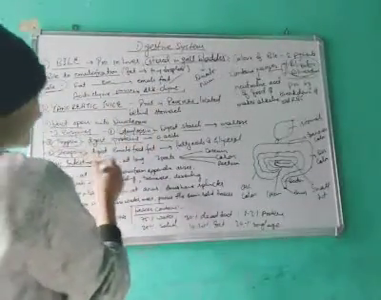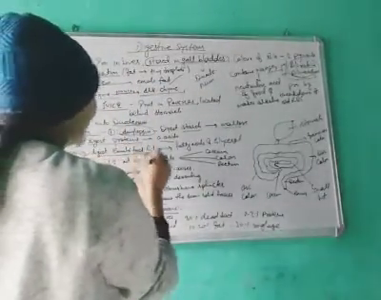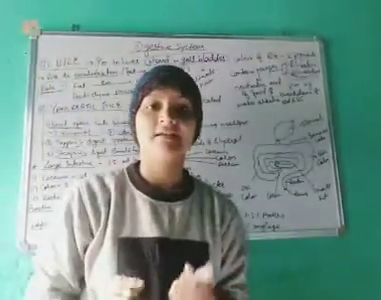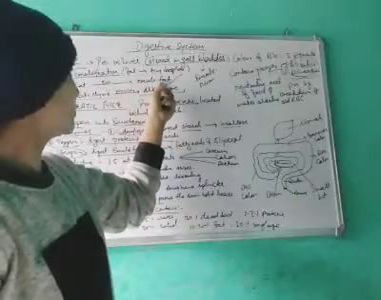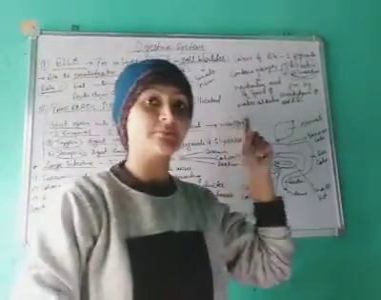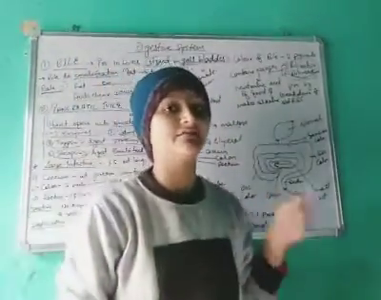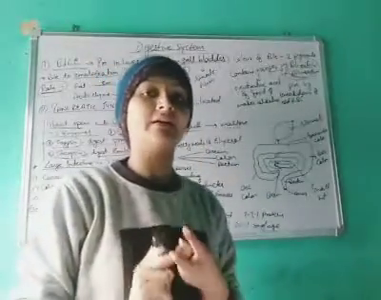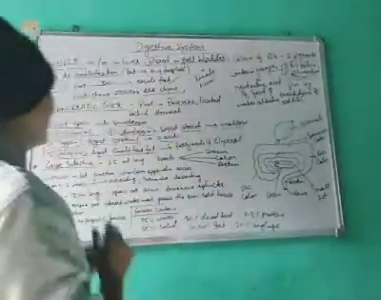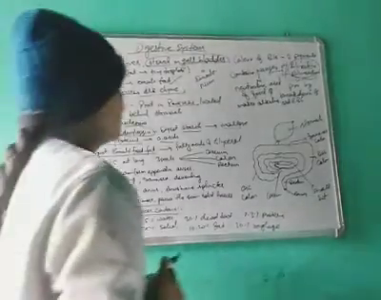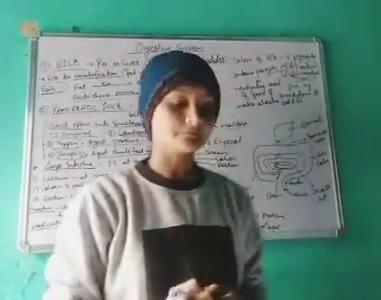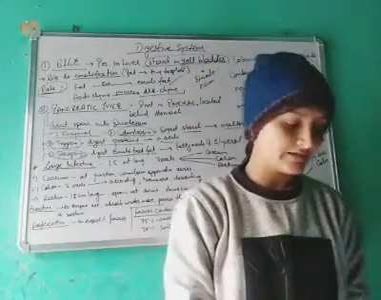Next there is steapsin. Steapsin digests the emulsified fat, where the fat was converted into emulsified fat by the bile juice. That emulsified fat will be converted into fatty acids and glycerol by the enzyme steapsin. So these were the functions of the juices.